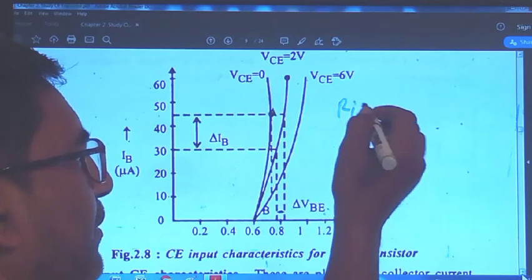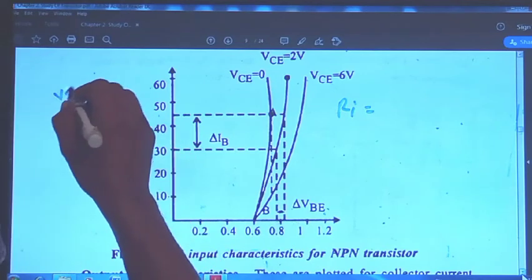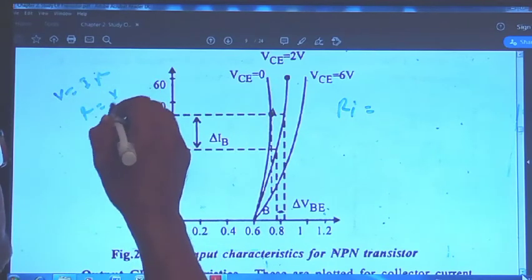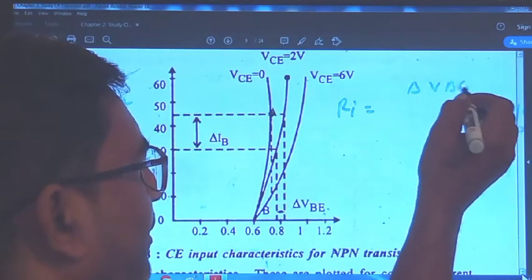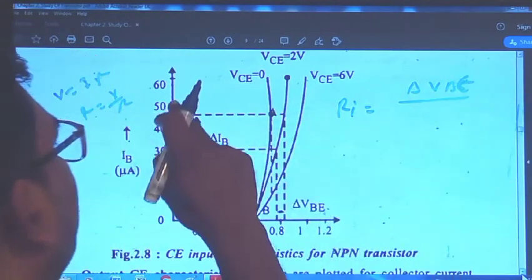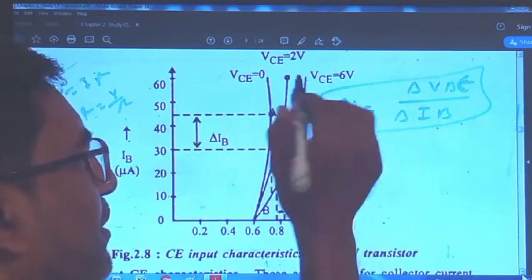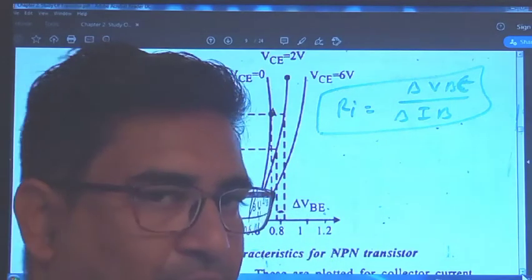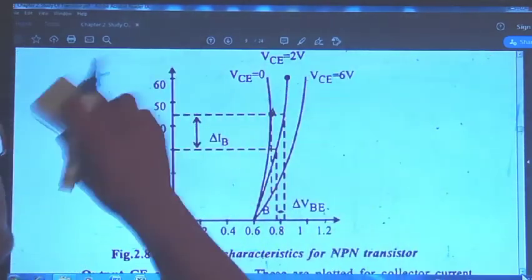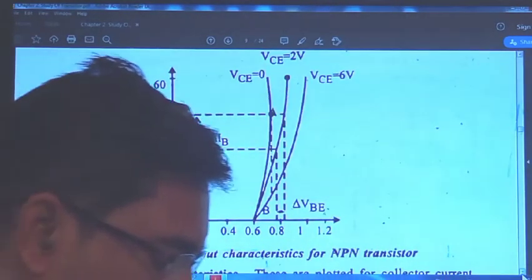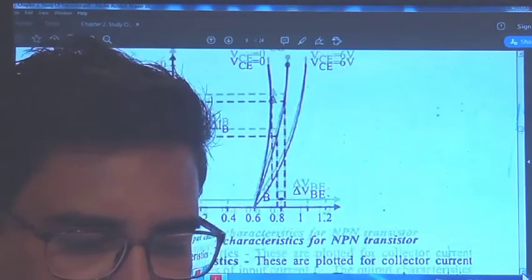Ri. What will be the Ri? Here, V is equal to I into R, which means R is equal to V upon I. What is the voltage? Del of VBE divided by del of IB. So this is the input resistance. By using this wave, we are able to calculate the input resistance. Okay. This is the same as the forward characteristics in a PN junction diode.